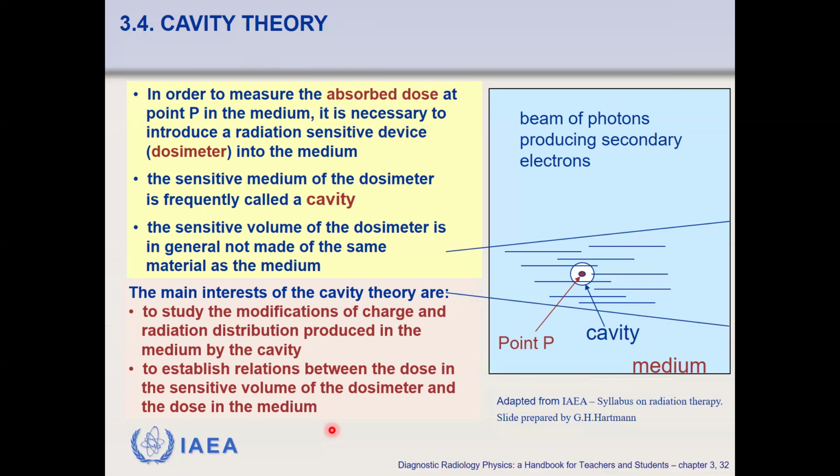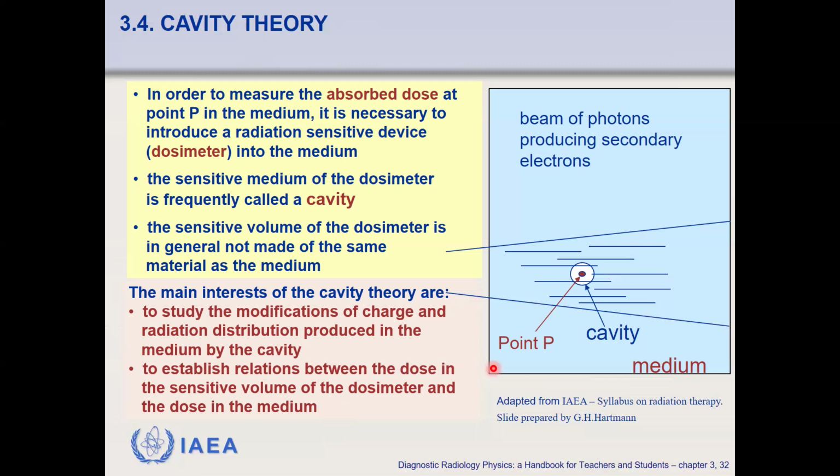So it provides a framework for relating the radiation energy absorbed in a detector in a cavity to the absorbed dose in the surrounding medium. This theory is important and essential to calibrate radiation detectors, also to understand how those measurements in small volumes, in small detectors, correspond to those in larger materials or tissues.